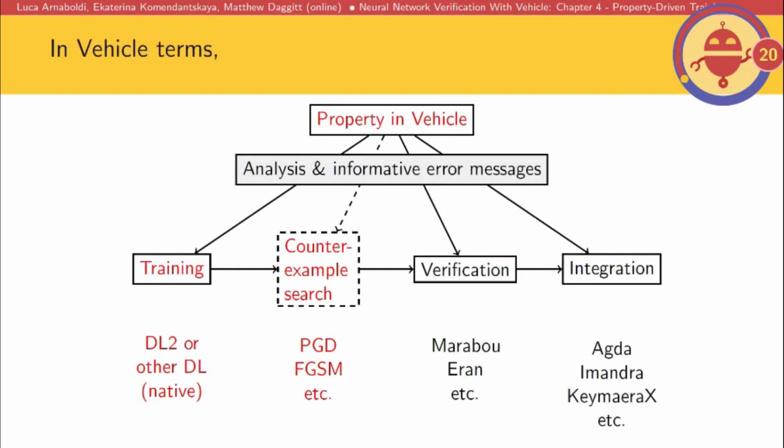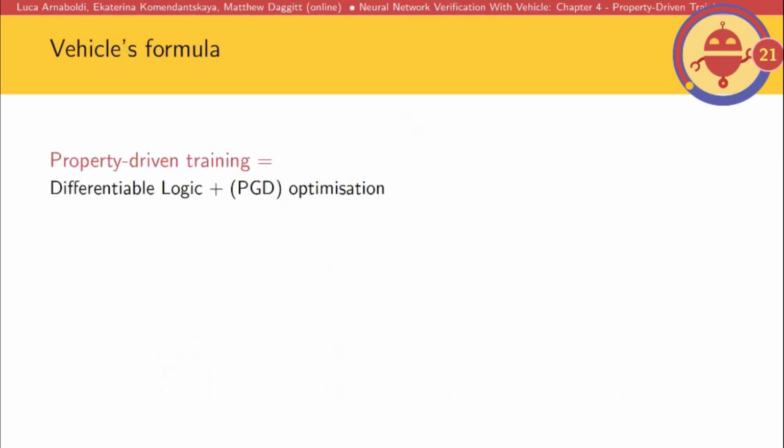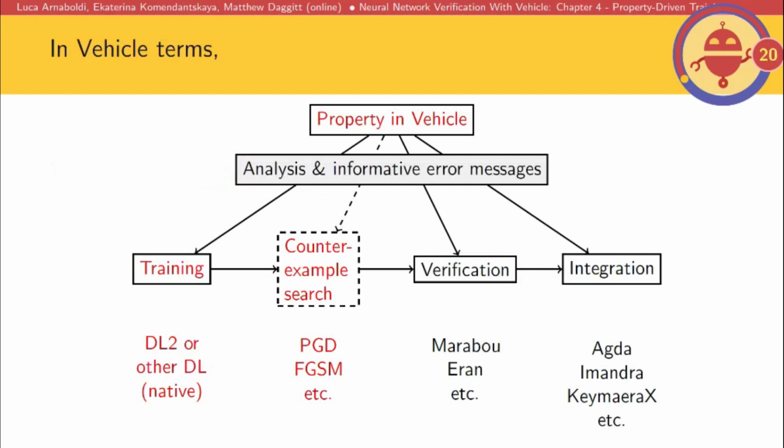So we are going now into this part of Vehicle, training and counterexample search. So what happens there? We'll say that Vehicle's formula is this. Property-driven training is differentiable logic plus PGD optimization. And just to go back, property-driven because everything in Vehicle should be governed by this top-level property in your VCL file. So everything, verification, training, integration, everything should be subordinate to the property you defined once and for always.